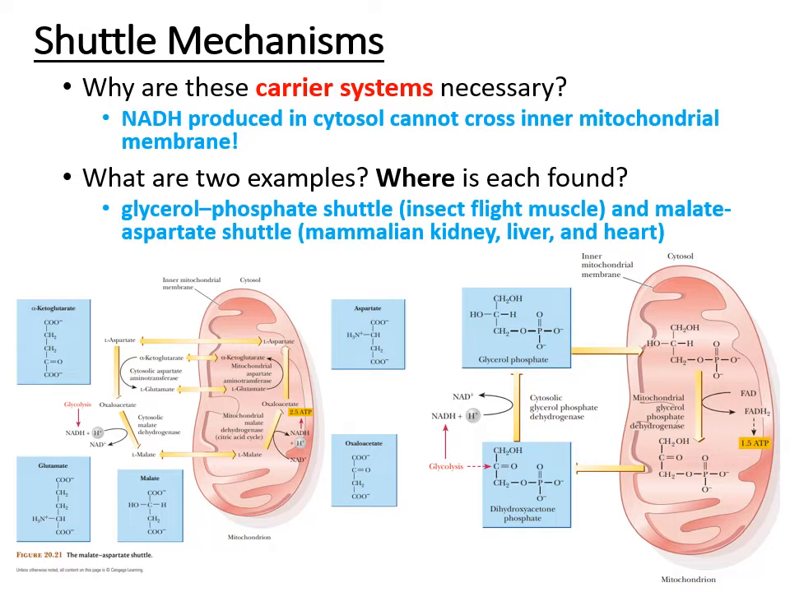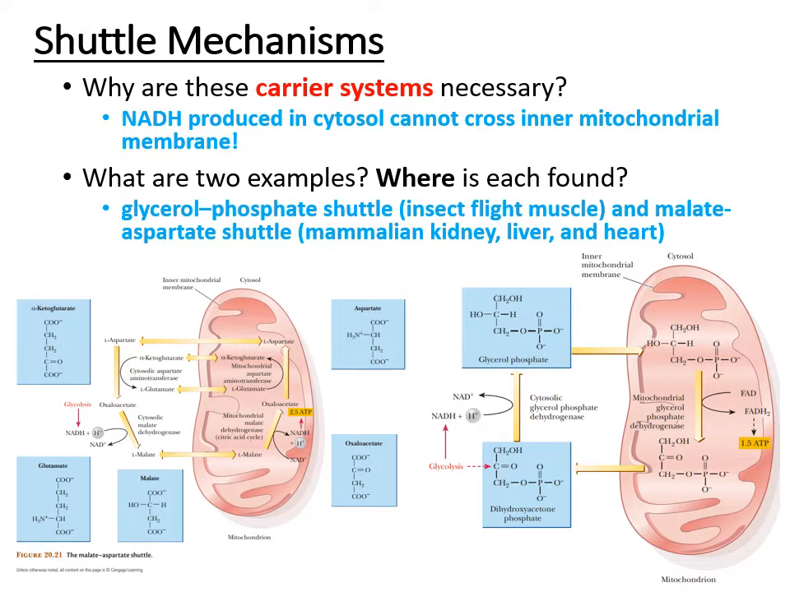There are two examples that I want you to know for carrier systems. The first one is the glycerol phosphate shuttle, and the second one is the malate aspartate shuttle. The glycerol phosphate shuttle you'll find studied in insect flight muscles, whereas the malate aspartate shuttle you'll find within us because it's in mammalian kidneys, livers, and the heart. Okay, so these are just two examples.